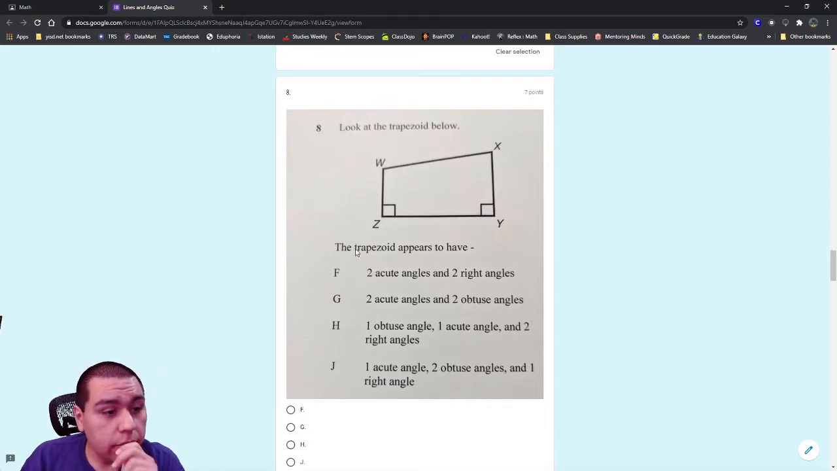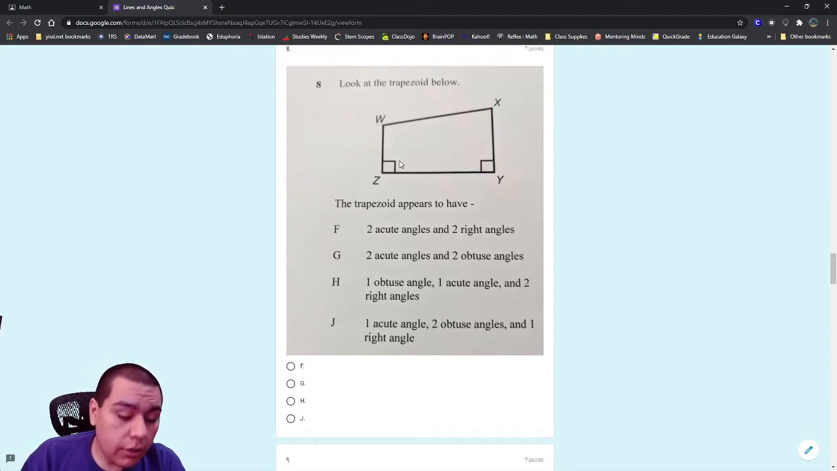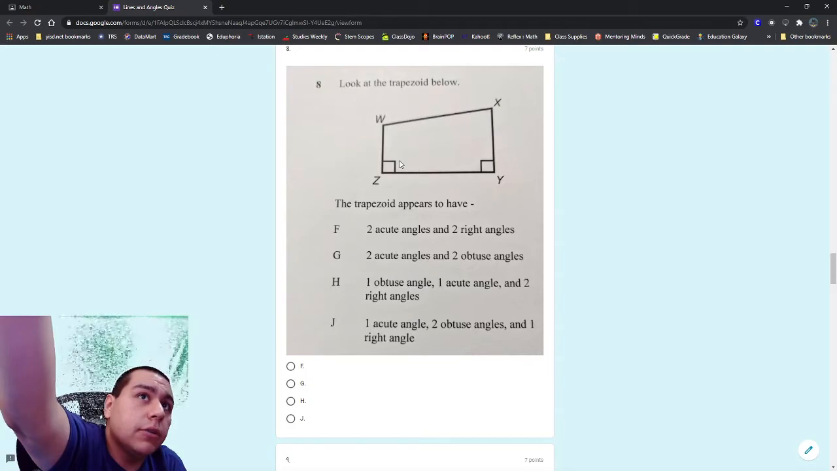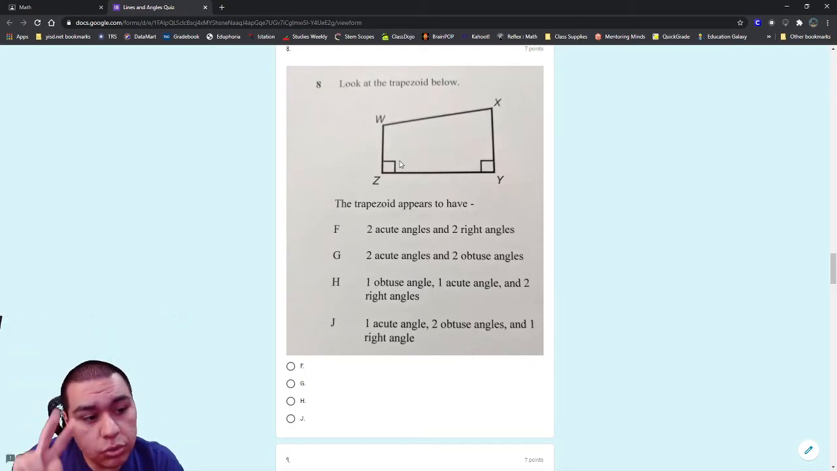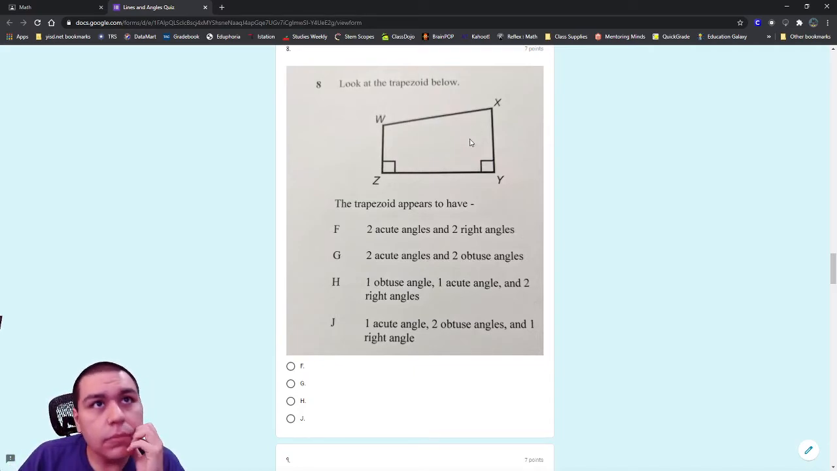And it's asking me about the angles. Well, they already told me, and if I double check it, I see they're correct. This trapezoid has 2 right angles. So my answer choice has to say 2 right angles. Answer choice F has 2 right angles. Answer choice G doesn't. So I don't want to pick that. Answer choice H says 2 right angles. Answer choice J says 1. So I don't want to pick J either. So I'm down to 2 answer choices left. F and H.